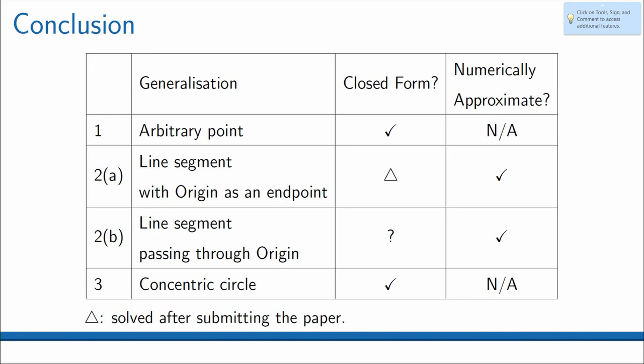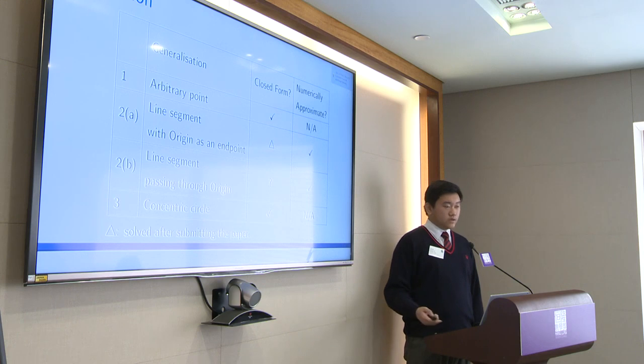And in conclusion, in section 1 and section 3, we covered an arbitrary point and a concentric circle, in which we find a closed form. And for generalization 2, which is an arbitrary line segment that passes through the origin, in both cases we can numerically approximate the integral. But in particular, when the line segment has the origin as an endpoint, we found a closed form after submitting the paper. But for a line segment passing through the origin which is arbitrary, the closed form is still a mystery to us. Thank you.